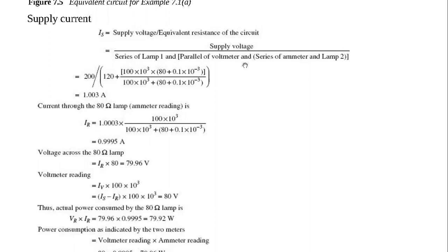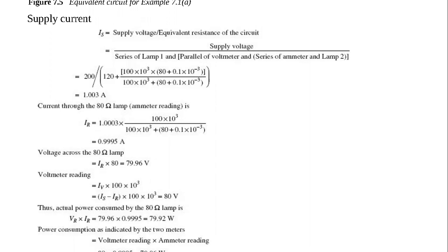So IS minus IR times 100 kilo ohm, and that will be 80 volts. That is the reading in the voltmeter. So what is the actual power that is consumed by the lamp? The actual power will be the VR times the IR.